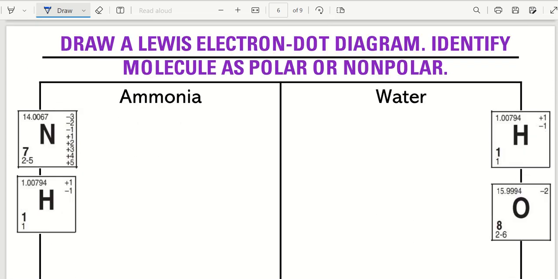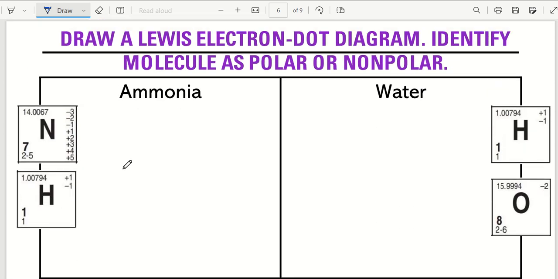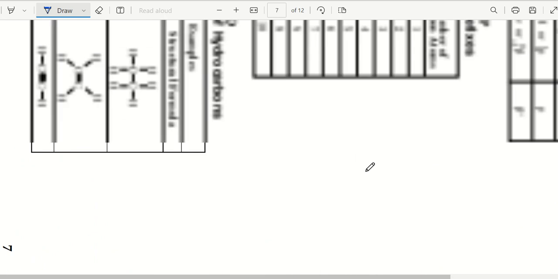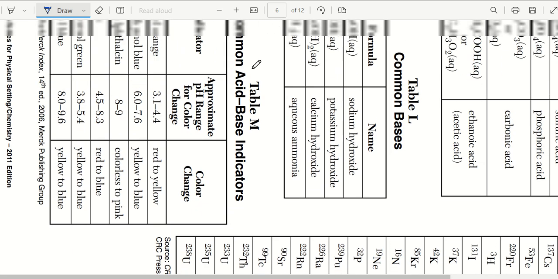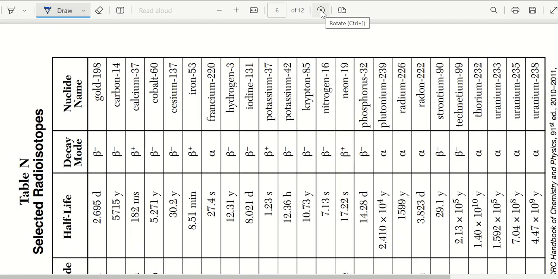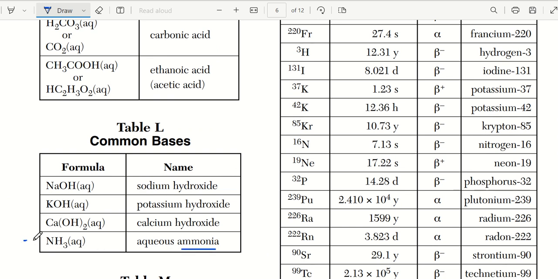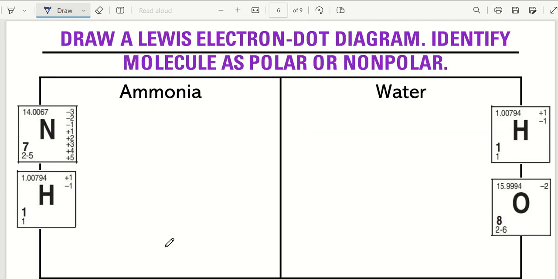All right, let's do this one. So ammonia. What if you forget what ammonia's formula is? Well, I'm going to show you where in the reference table you can get some help. Right here. Ammonia, there it is. NH3. Okay, so it's NH3.